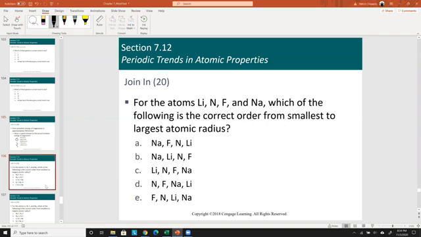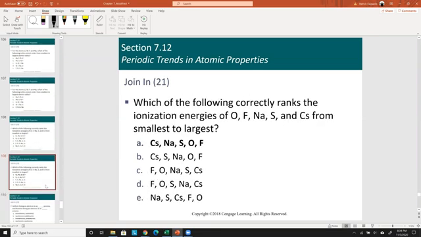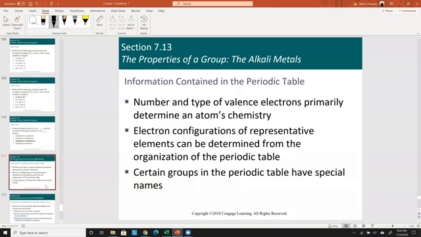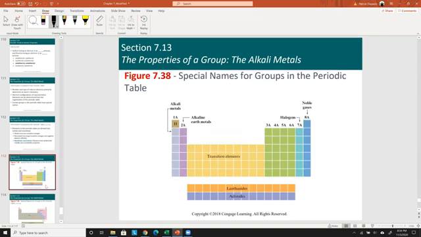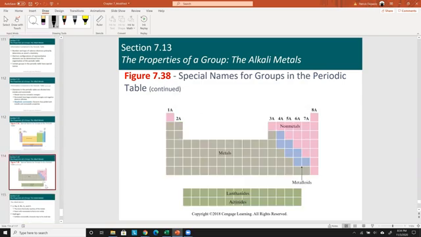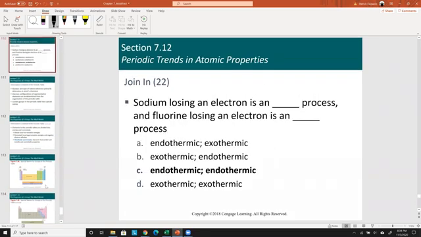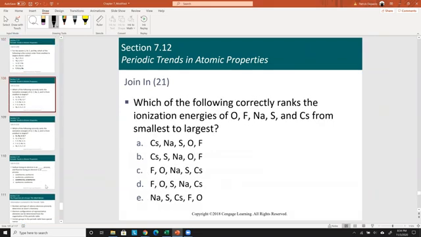Okay, we're going to skip that one. Here are some examples you can do. You can pause the video and do them on your own if you're watching the video, but just for time's sake, we want to cover everything. Information contained, we kind of know that already. Metalloids, we talked about them. Yep, we know this already. Okay, so let's do one more example.